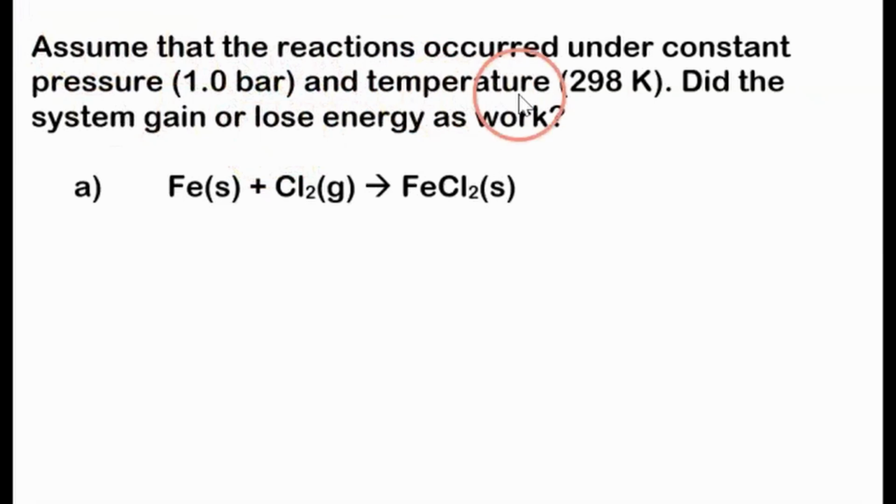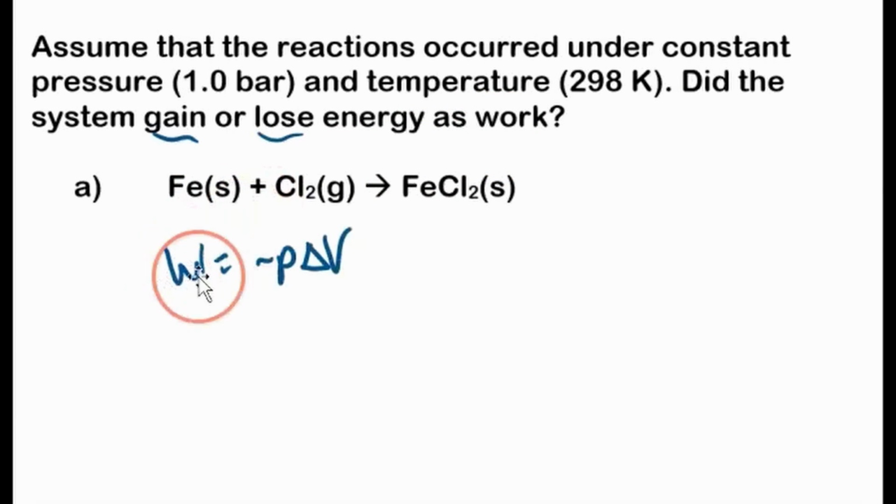Assume that the reactions occurred under constant pressure, 1.0 bar, and temperature 298 Kelvin. Did the system gain or lose energy as work? We don't care how much work it gained or lost, just if it was positive or negative. We'll start off with our equation for pressure-volume work, which equals negative P delta V. I derived this in the previous video. If you want to know where it came from, you can go check that out.